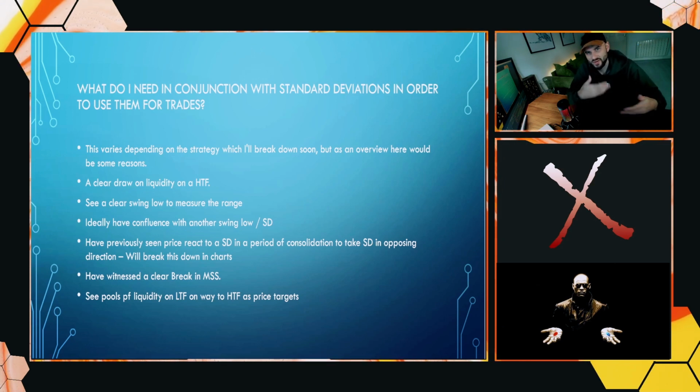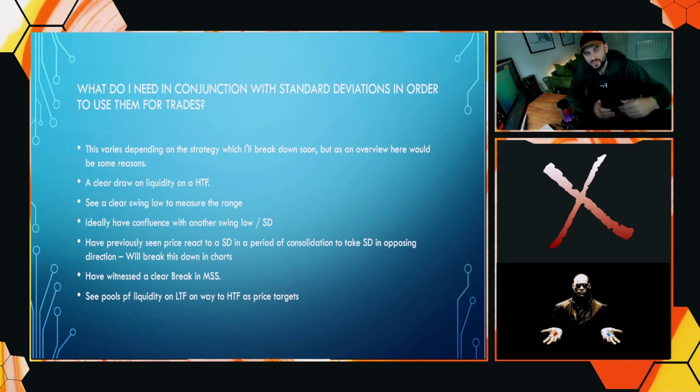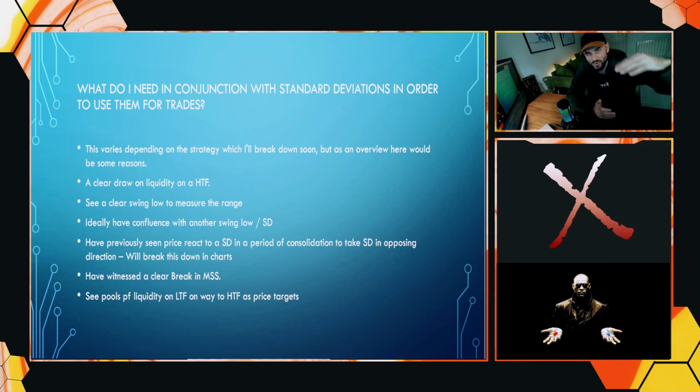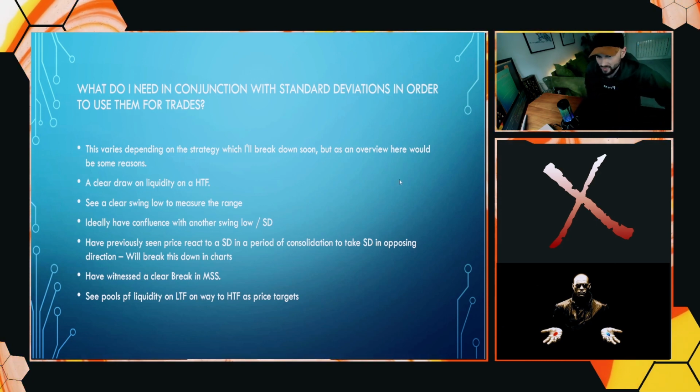But if we're in a consolidated period and I've seen price reach a standard deviation, taking out the buy side, and I know what I'm looking for on the sell side, then I can use the standard deviation, the same depth or the same target that it went out on the buy side, on the sell side. And this is what usually happens when you're in search and destroy type scenarios. And again, this is something we're going to break down.